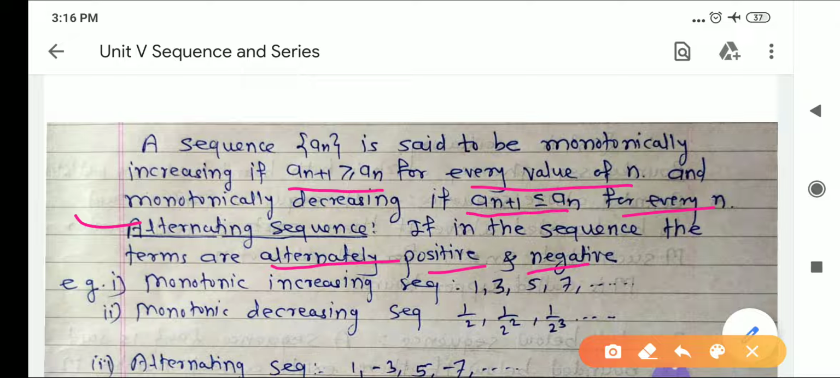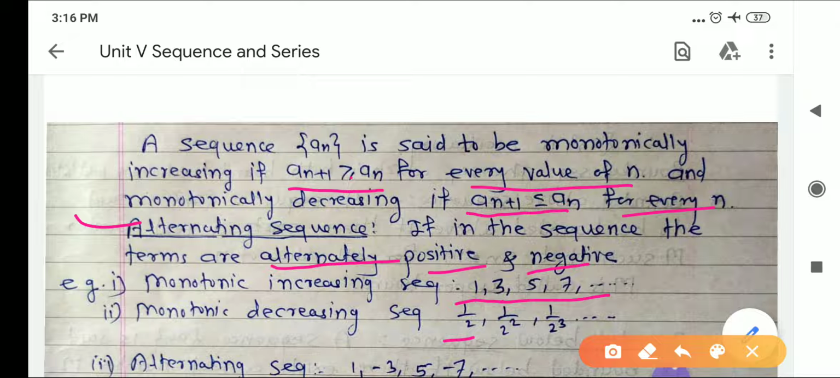Now for examples, first take a monotonically increasing sequence. This is the sequence of odd numbers, that is 1, 3, 5, 7. This is an increasing sequence, so it is called a monotonically increasing sequence. Here 1 is less than 3, 3 is less than 5, meaning an is less than or equal to an plus 1. The second one is a monotonically decreasing sequence.